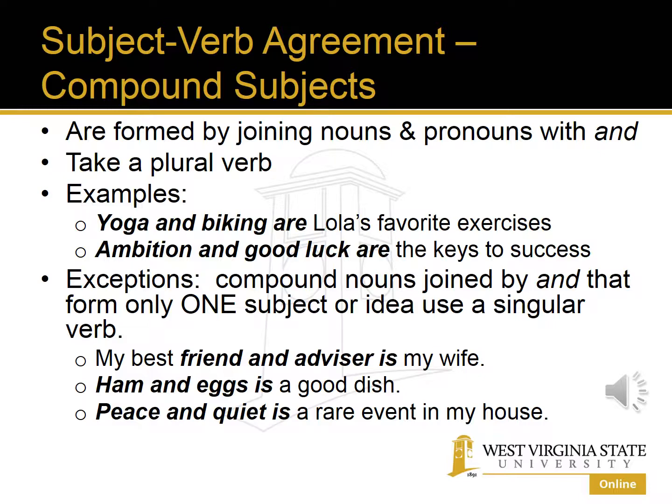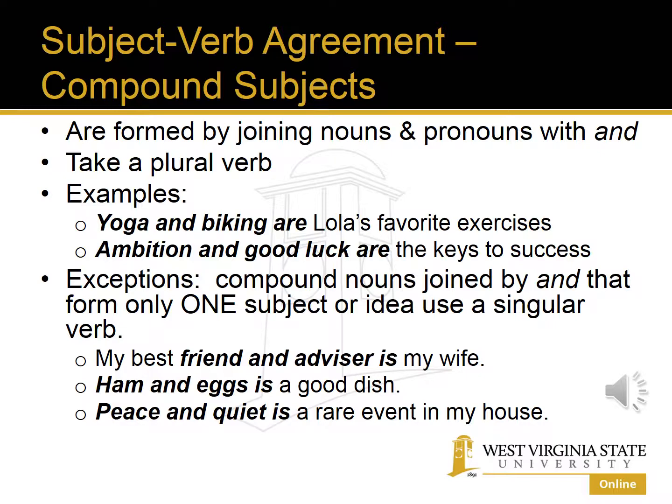Again, we're not looking at individual components, ham and eggs, we're looking at the composite. So it's singular. Ham and eggs is a good dish. Or, peace and quiet is a rare event in my house. Again, the idea is peace and quiet go together, so it's a singular idea, singular verb.